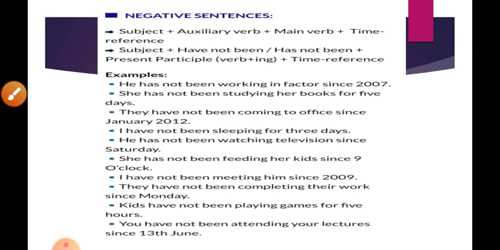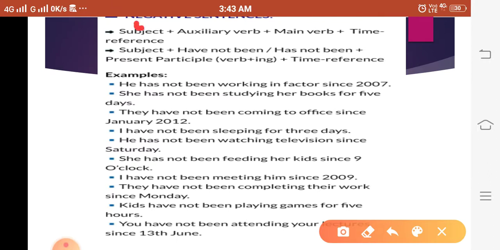Now let's focus on how we will form negative sentences in present perfect continuous tense. Again we will have to focus on the sentence structure. First subject, then auxiliary verb, then main verb, then time reference, like again the use of since and for according to the time which is given to us.